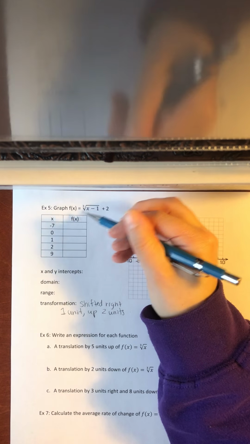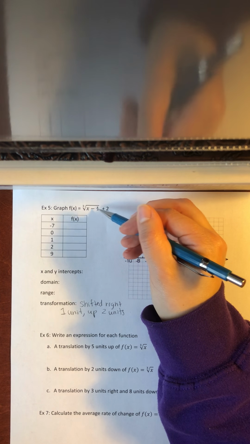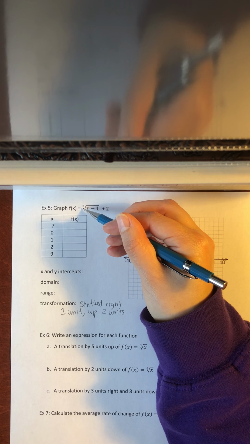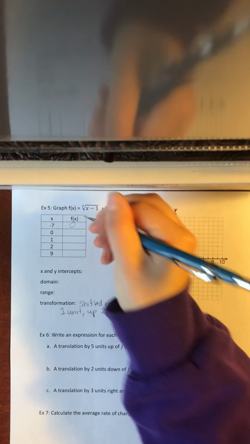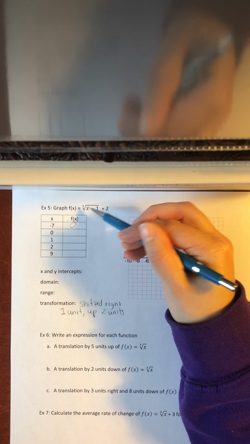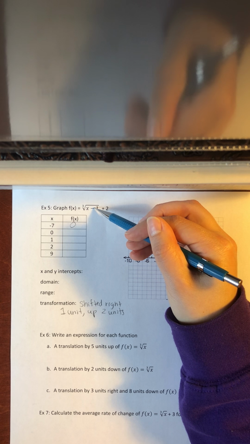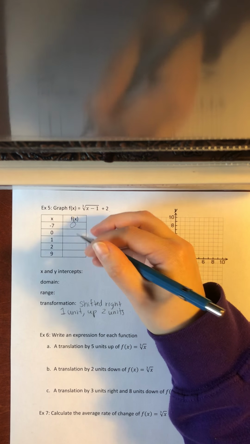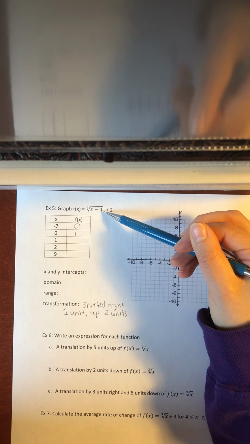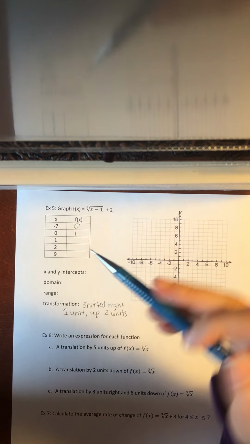Okay, plugging in -7. -7 minus 1 is -8. Cubed root of -8 is -2. -2 plus 2 is 0. 0 minus 1 is -1. Cubed root of -1 is -1. Plus 2 is 1. 1 minus 1 is 0. Cubed root of 0 is 0. Plus 2 is 2.